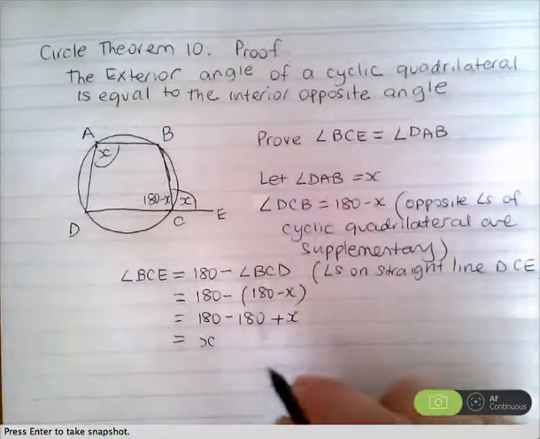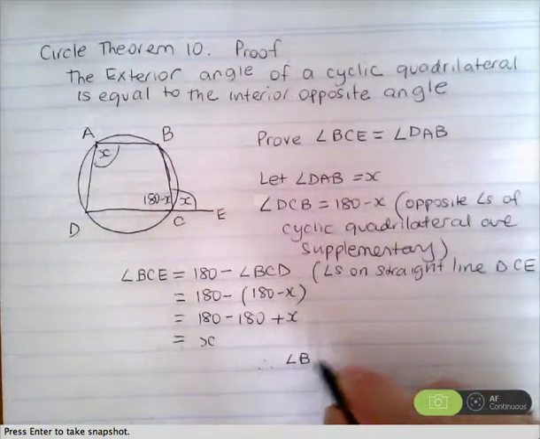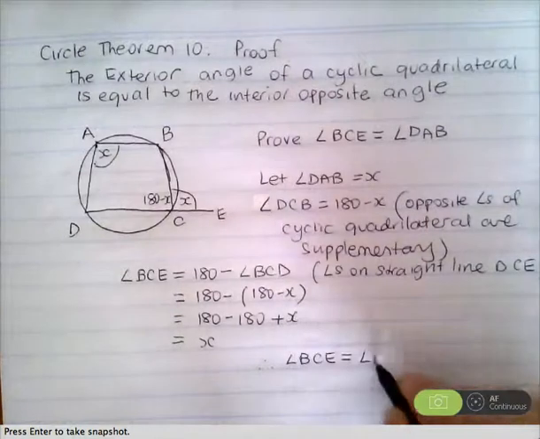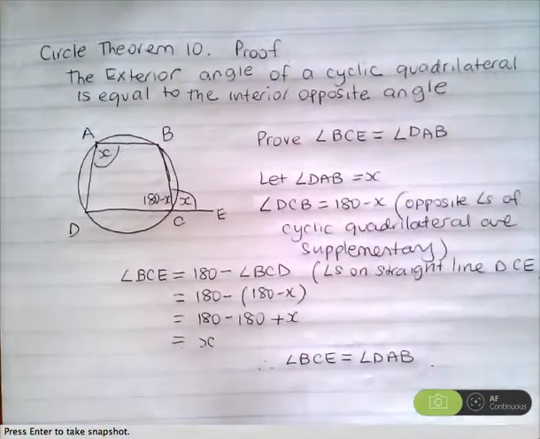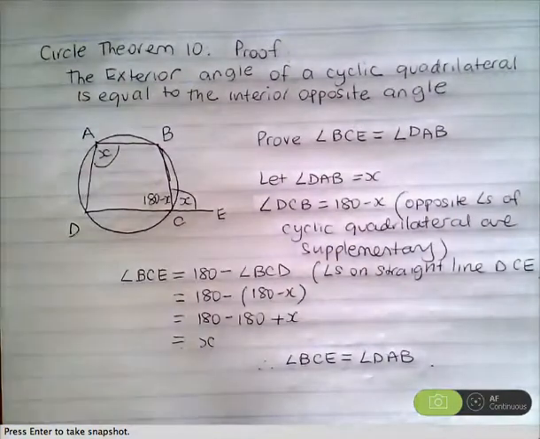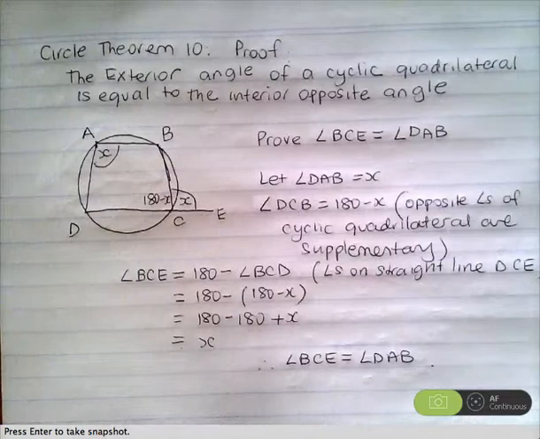So therefore we can say that angle BCE is equal to angle DAB, and therefore we've proven that the exterior angle of a cyclic quadrilateral is equal to the interior opposite angle.